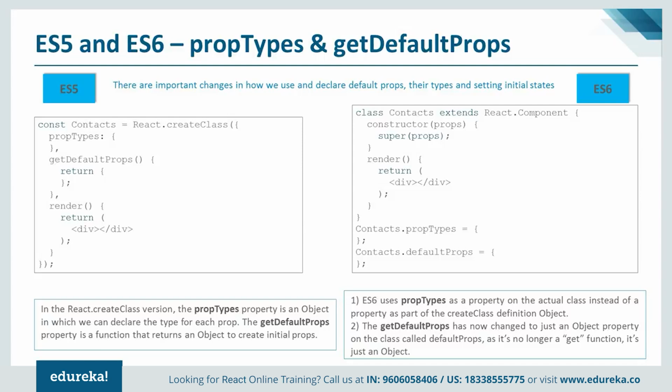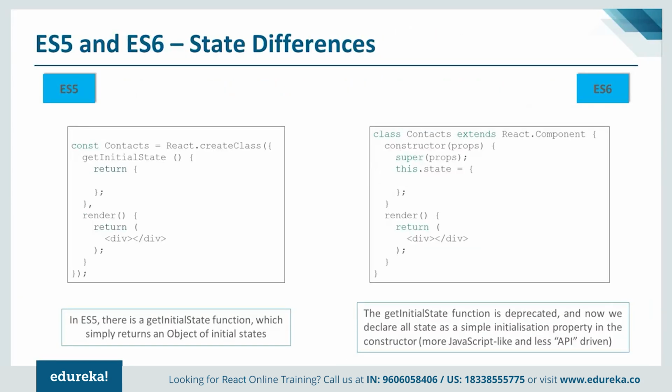The getDefaultProps has now been changed to just an object property on the class called defaultProps. As you can see over here, the getDefaultProps is nowhere. It has now changed to just an object property on the class called defaultProps, as it is no longer a get function. It's just an object. Earlier it was a get function. It was returning something, but now it is not a get function. It's just an object. This is the second difference. Now let's talk about the third difference.